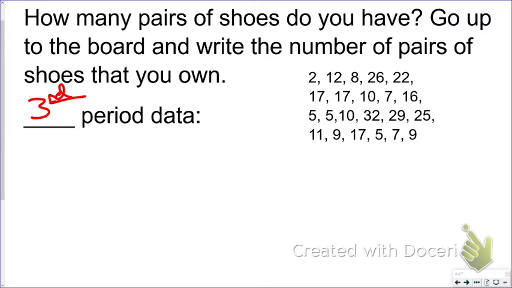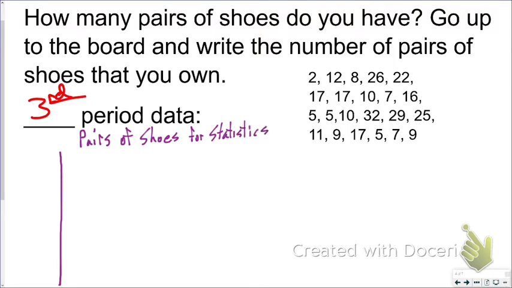Everyone wrote it down on the board. I typed it a little nicer so we'd have a little more room. We're going to make a stem plot. The first step is to make a vertical line to separate the stem and the leaves. I would call this pairs of shoes for statistics students. I'm out of room there.